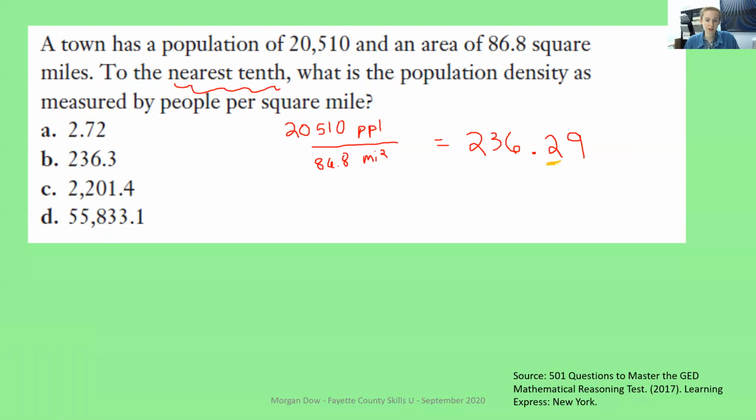So now I'm going to identify my tenth place, that's the 2. I look to the number next to it to help me round. It's a 9 there, so I'm going to round up, instead of 0.29, to 0.30. Round up to the nearest tenth. So this rounds up to 0.3. My final answer is I have about 236.3 people per square mile in this town.